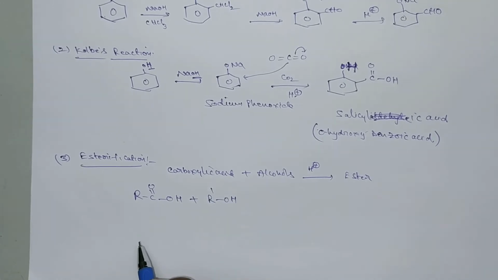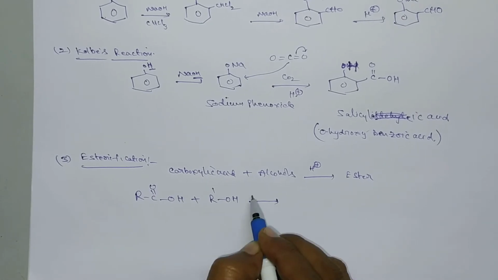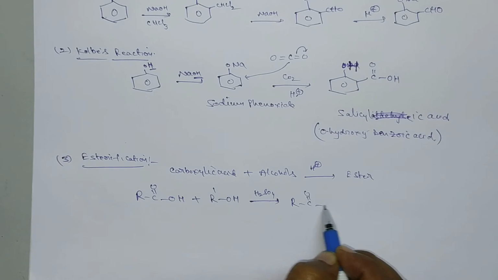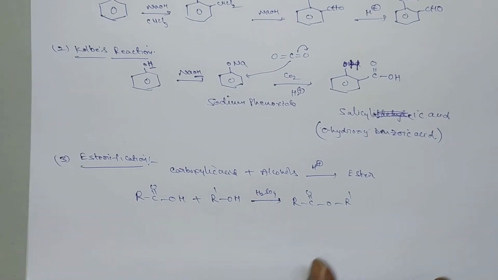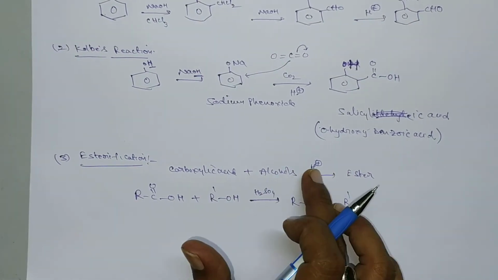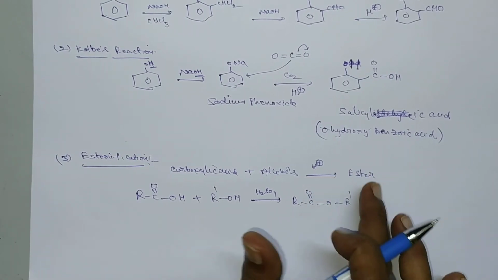You can take R dash also. That means these two are different alkyl groups. So in presence of acid like H2SO4, it produces RCOOR dash. So this is ester. This is the statement for esterification: the carboxylic acids react with alcohols in presence of acid H2SO4 to produce esters.